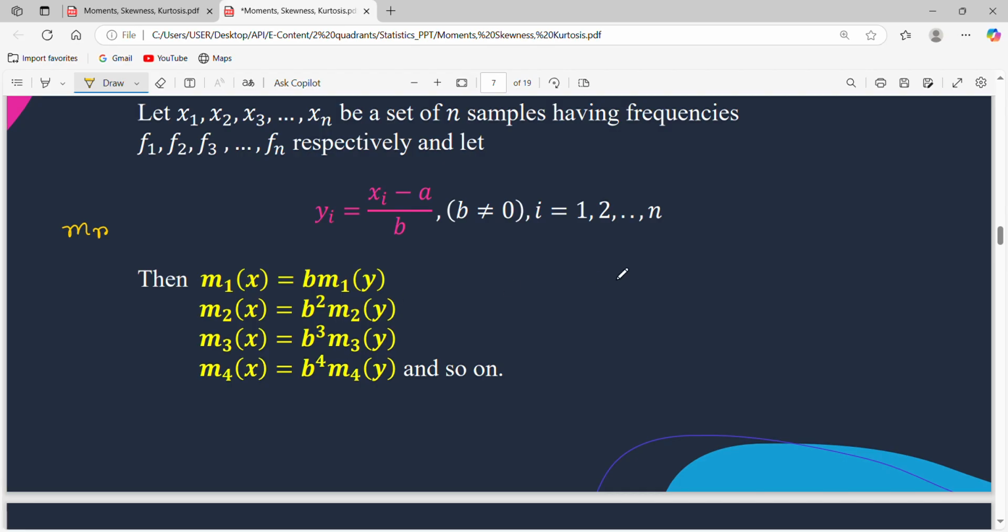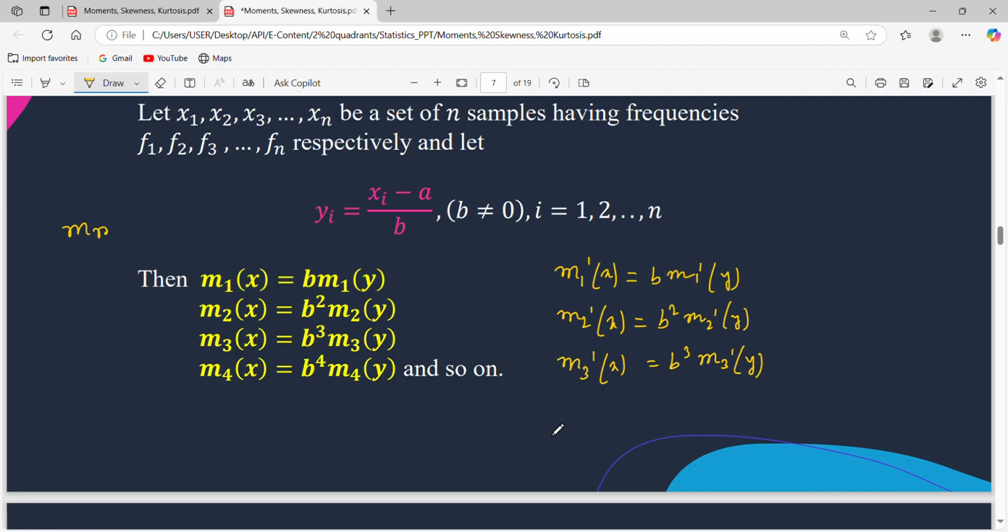Now if we write it for raw moments, we can write m1 dash x equal to b m1 dash y, m2 dash x equal to b square m2 dash y, m3 dash x equal to b cube m3 dash y. Okay, so correspondingly, this type of formula we can also write.